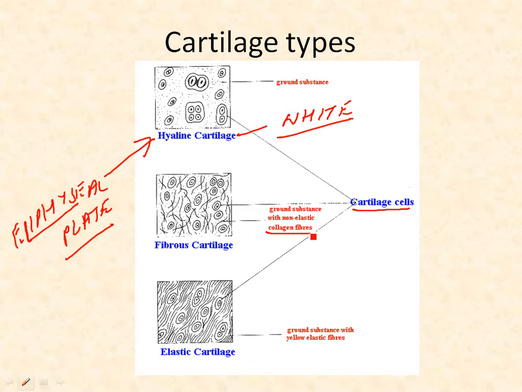Elastic cartilage is made up of cartilage cells, again, distributed in an extracellular matrix rich in yellow elastic fibers. Elastic cartilage is found in places which are subjected to a lot of pull, for example, like the pinna or the epiglottis, which is subjected to stretchability. That's the word I was looking for.